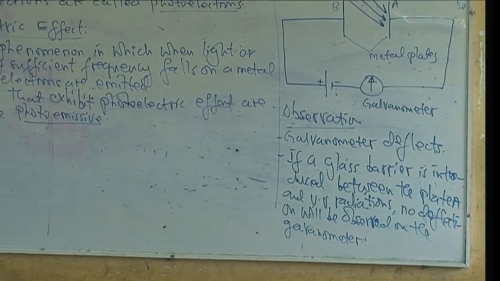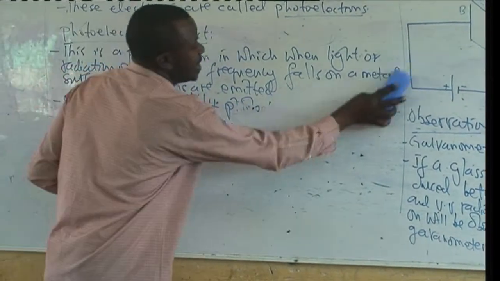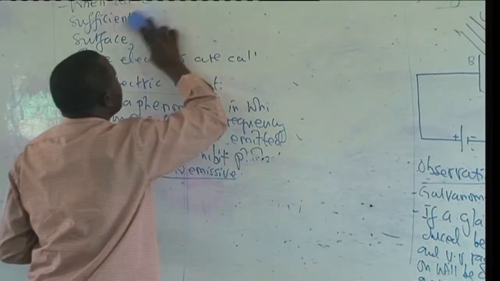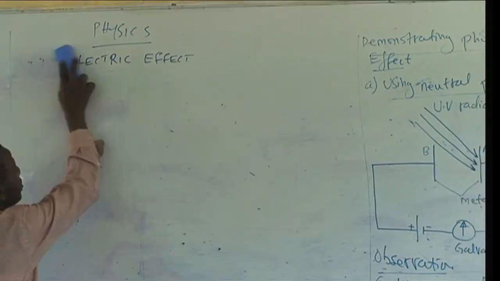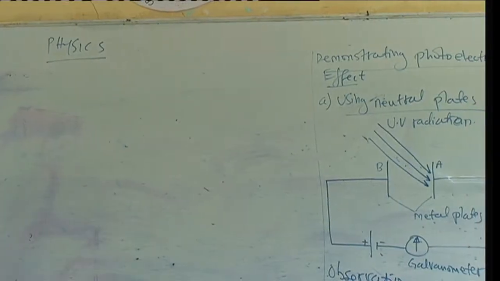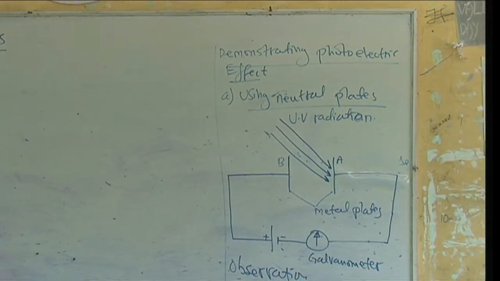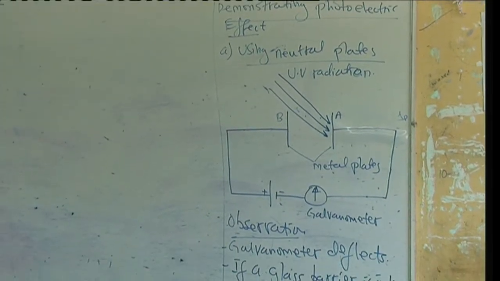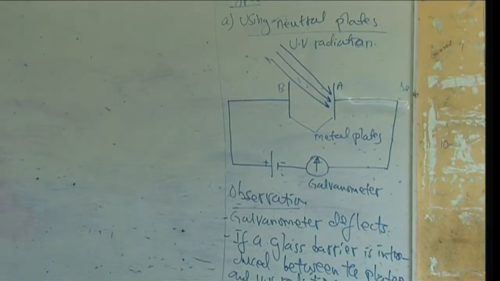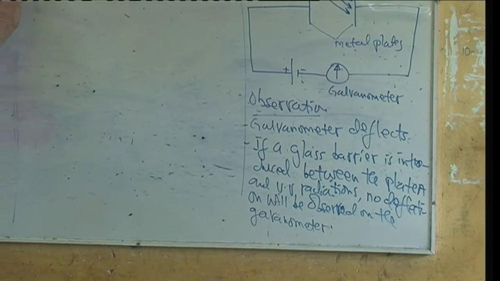Taking that point, we can now move to part B, using a charged electroscope.